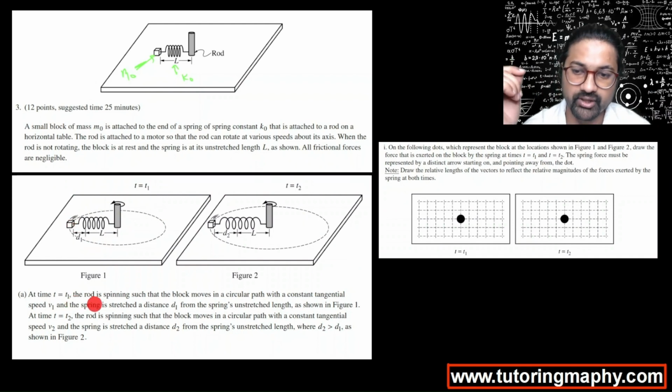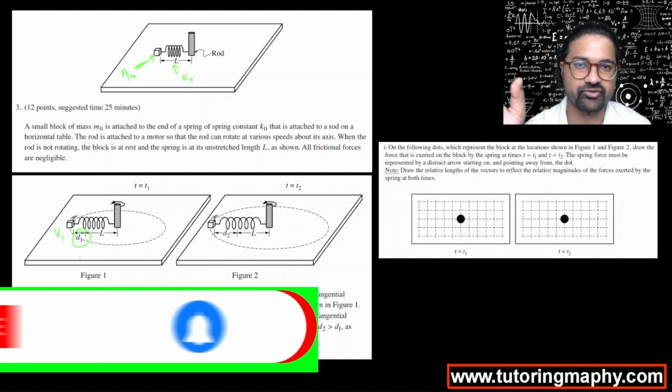At T1, one scenario is given. So at time t equal to T1, the rod is spinning such that the block moves in a circular path with a constant tangential speed V1. So its tangential speed at this instant is V1 when it is rotating at some angular speed which we do not know, but we know that its stretch from the natural length is D1.